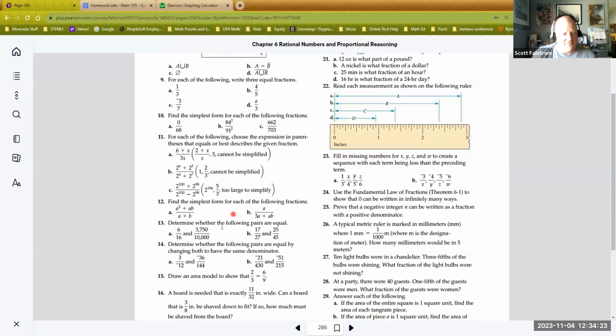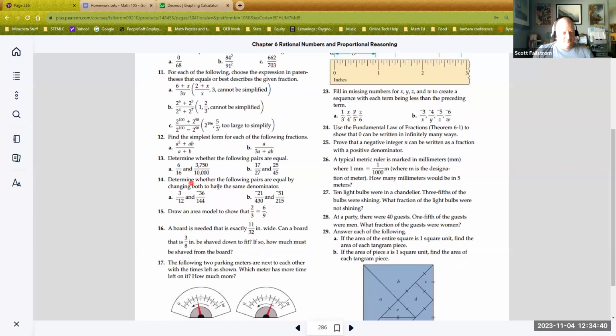Find the simplest form. So again, floffing, determine whether these are equal. You could do that with floffing. You could do that with the GCDs. You could do that with creating a common denominator so that we can use the multiplication. A lot of different ways to prove whether one is equal or not.